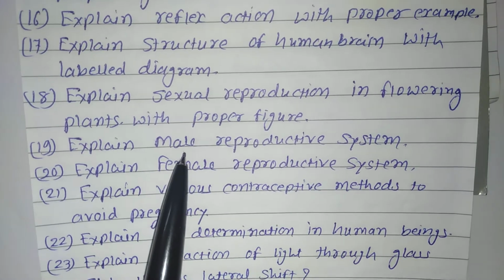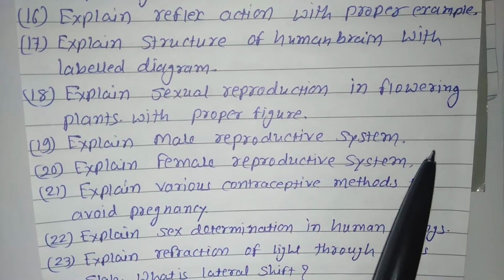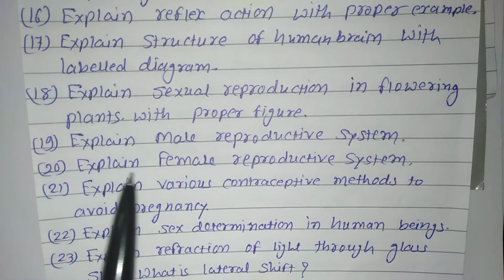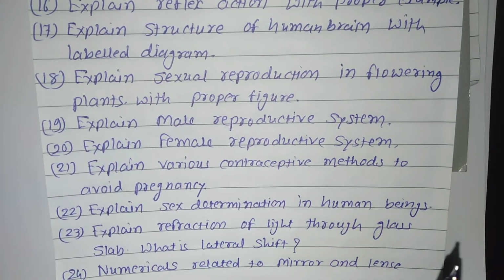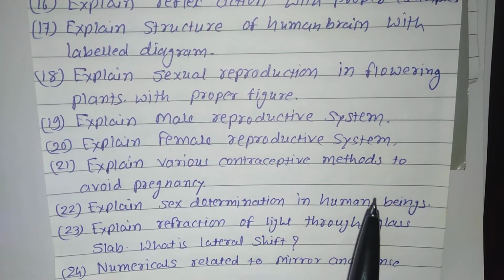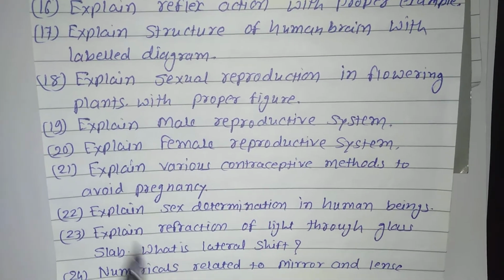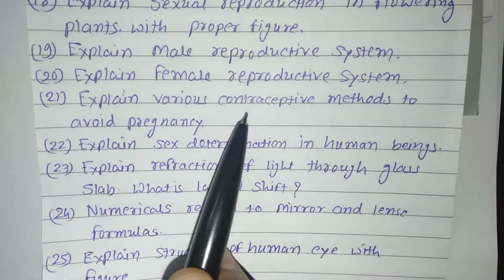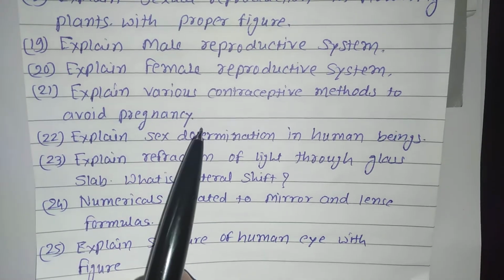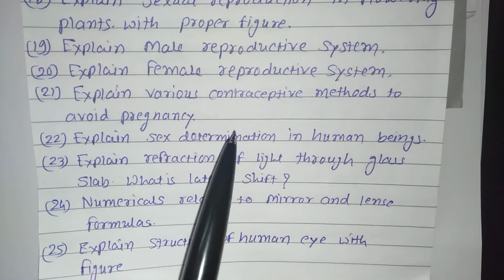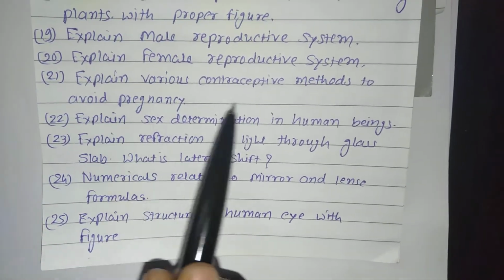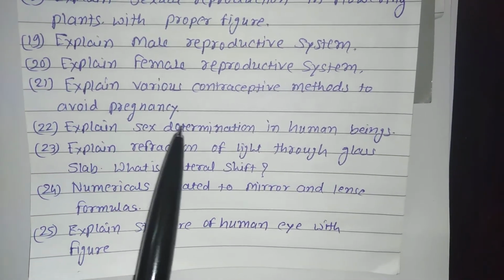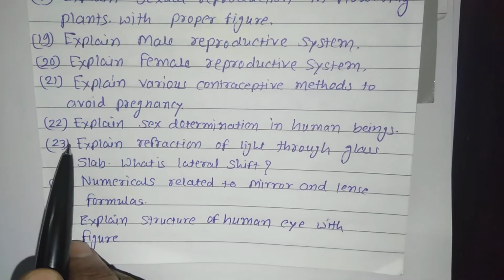19. Explain male reproductive system with proper diagram. 20. Explain female reproductive system with proper diagram. You have to explain both the systems, that is male and female reproductive system, with proper diagram. 21. Explain various contraceptive methods to avoid pregnancy. You know that chemical method, mechanical barrier, and all this we have to write in this, that is contraceptive methods to avoid pregnancy.